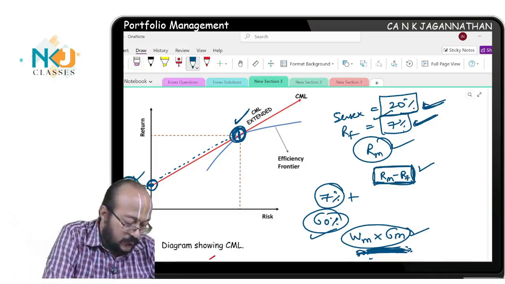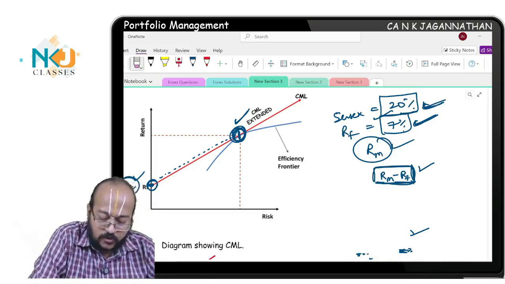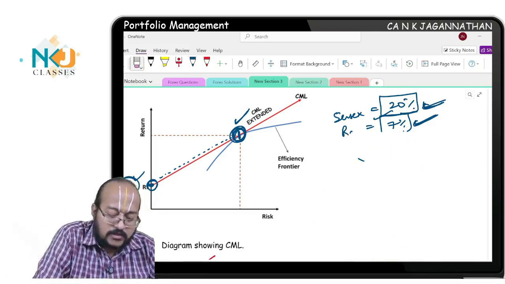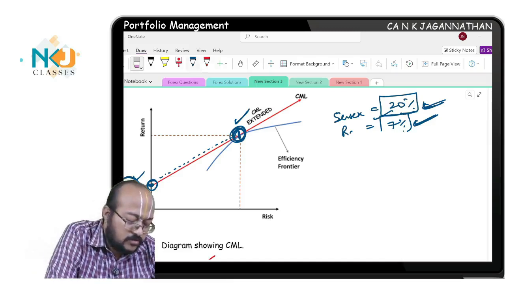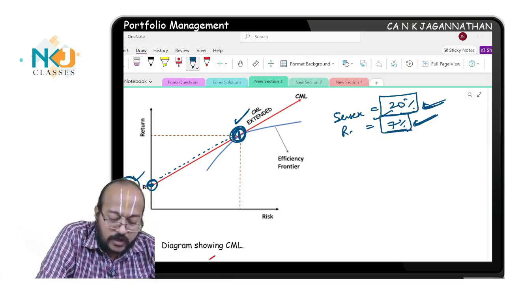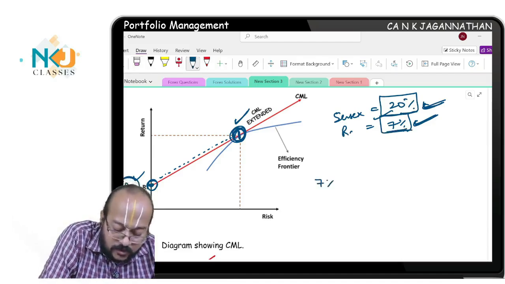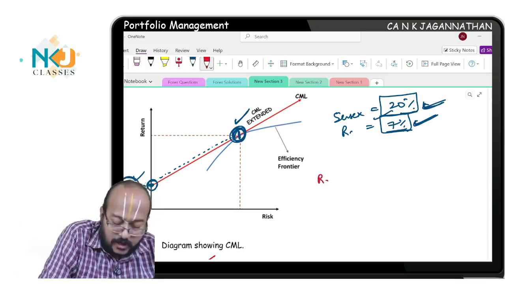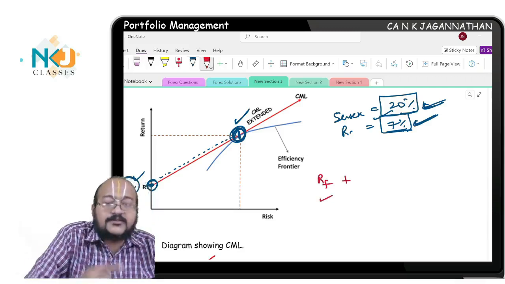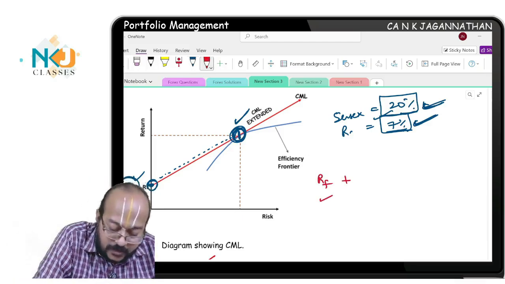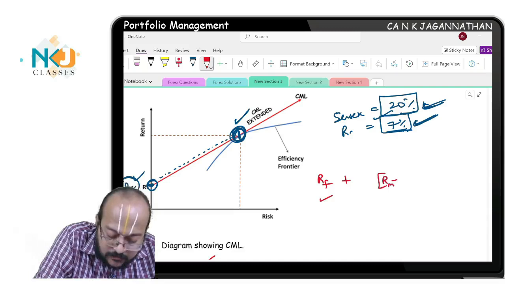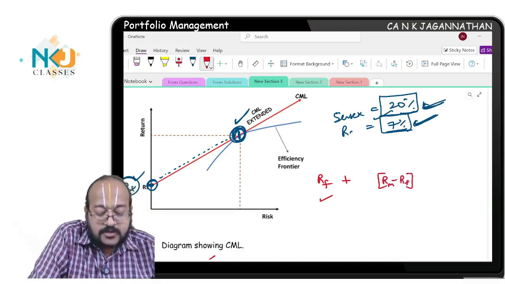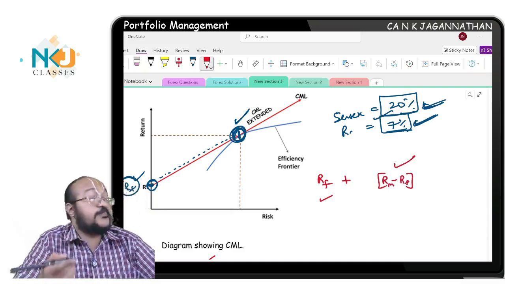So I can simply show you the formula. I don't want to get deep into that because we are doing revision. If everything is discussed, then what is the point? We have no time also. See, RF you will earn. Assume RF is 7%. RF you will earn by taking zero risk. Plus, apart from that, you will also earn RM minus RF. This is the premium for taking risk.